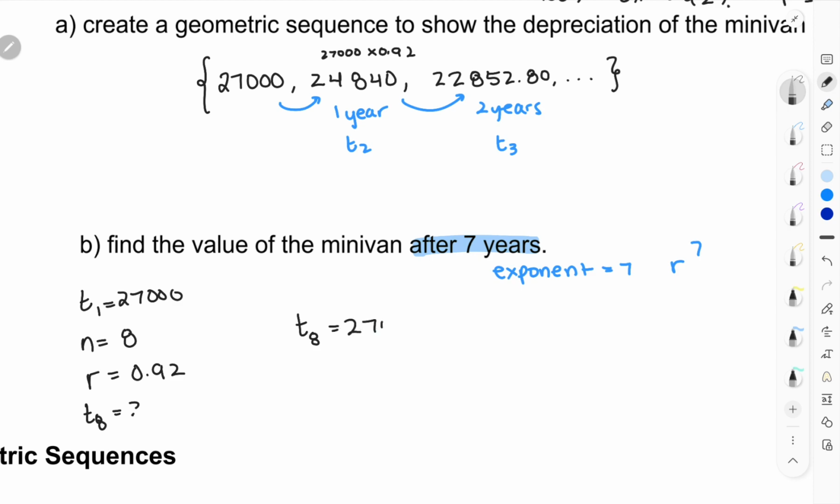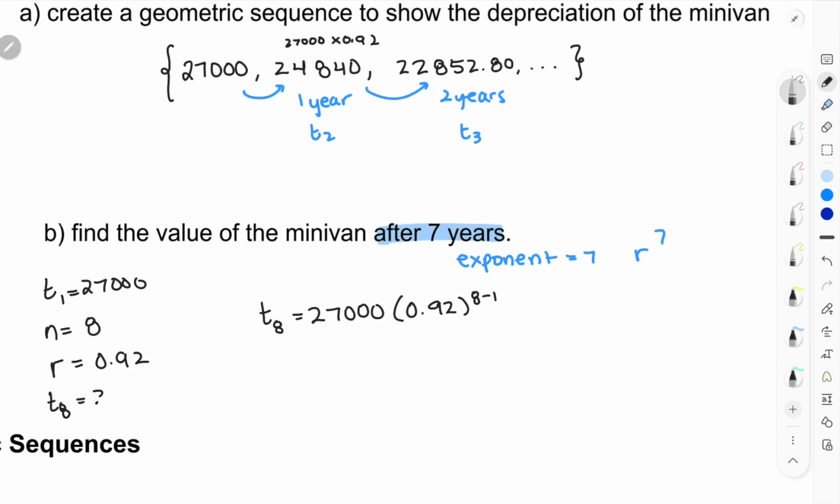So T8 is 27,000 times 0.92 to the 8 minus 1. So that's where that 7 comes in. I'm finding 92% of its value 7 different times. And so when I plug that in, when I do 27,000 times 0.92 to the power of 8 minus 1, power of 7, I get $15,061 and those 86 cents. Don't forget your 86 cents. We know that it's a dollar amount, so I'm going to round like it's a dollar amount.